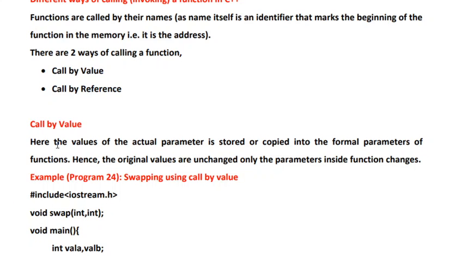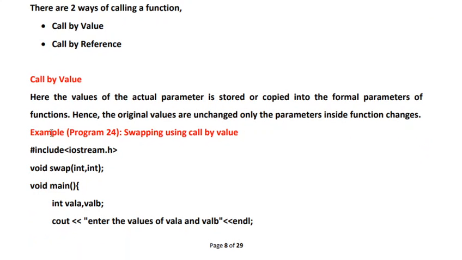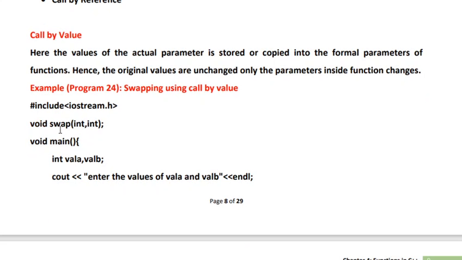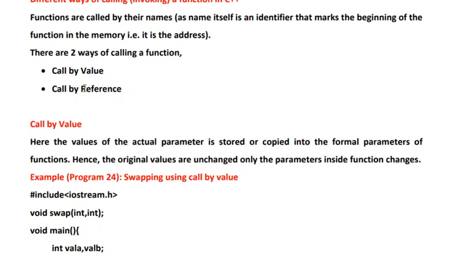In case of call by value, just listen to me carefully, the values of the actual parameters are copied into the formal parameters of the function. So the original values are unchanged and only the parameter inside the function changes. Now what does it basically imply? In case of call by value, we copy the values of the variables into another set of variables.